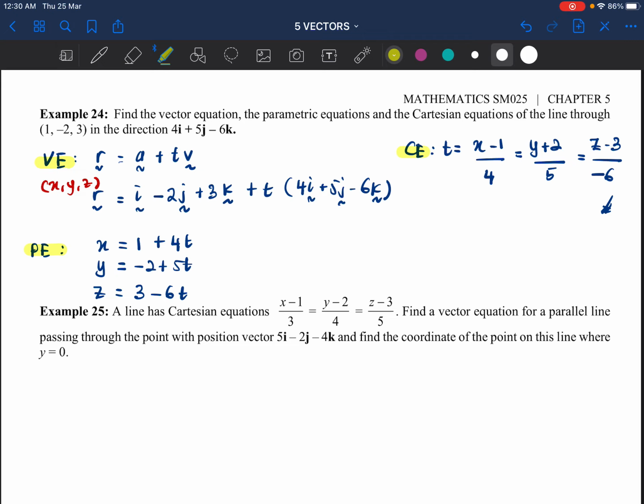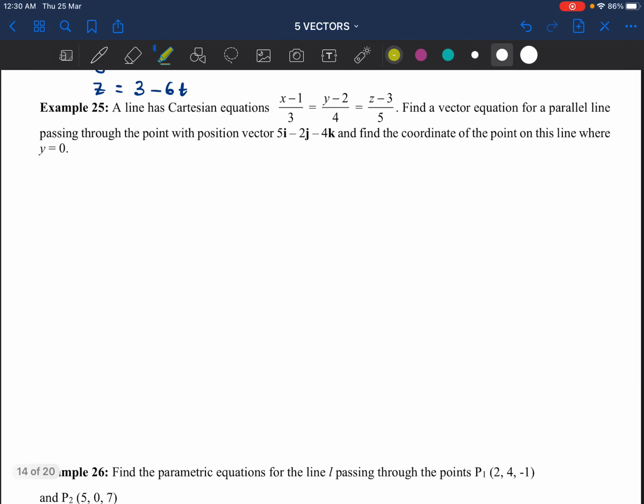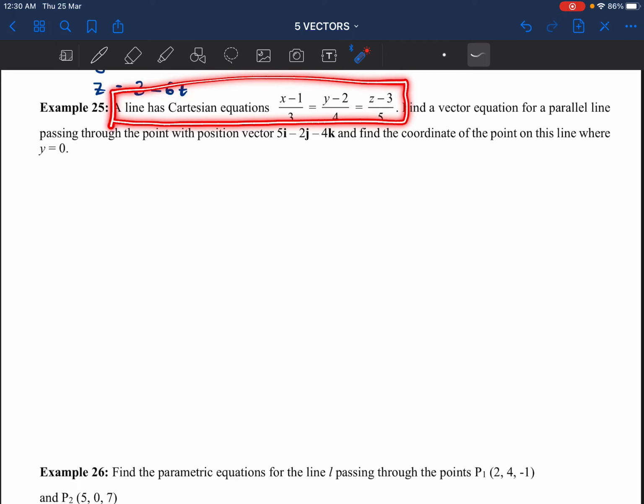Alright, let's look at example 25. A line has Cartesian equation. So it is given in Cartesian form. Find a vector equation for a parallel line passing through the point with position vector, and find the coordinates of the point on this line where y equals 0. Okay, a little complicated, but we need to know that it says here a line has this Cartesian equation. So that is line 1.